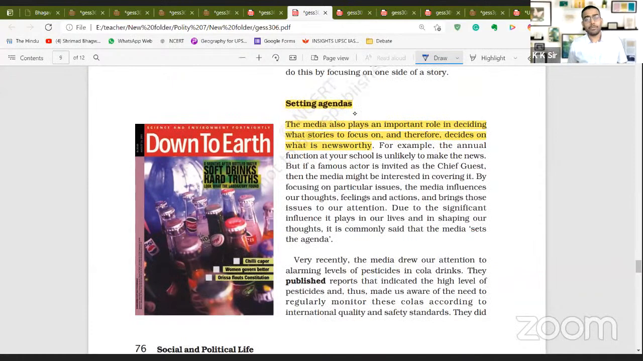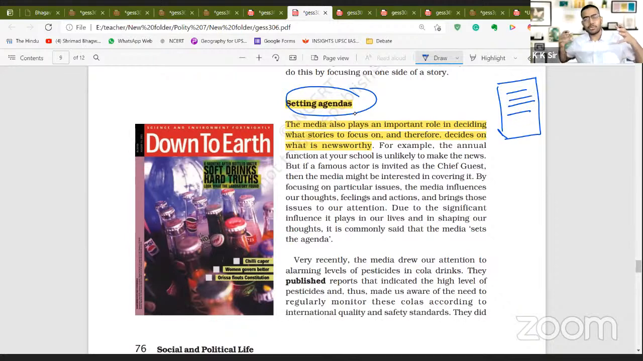One more power, one more benefit of media is that it sets the agenda. What do you want to discuss? Those of you who were following the newspapers during the farmers' protest, you will have seen that in Indian Express and The Hindu, the front pages used to be covered with what is happening in Delhi. So what they were doing, they were setting the agenda that the country should discuss this.